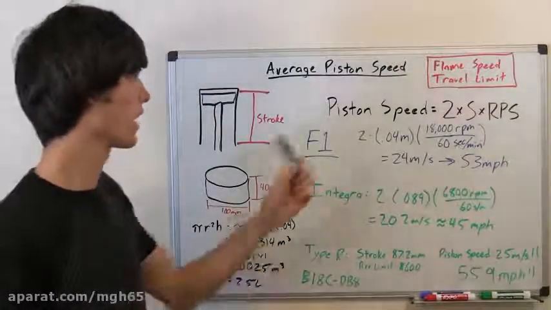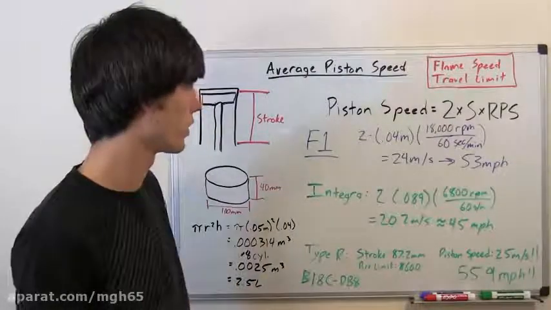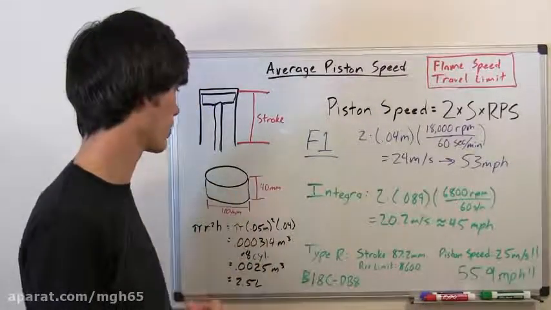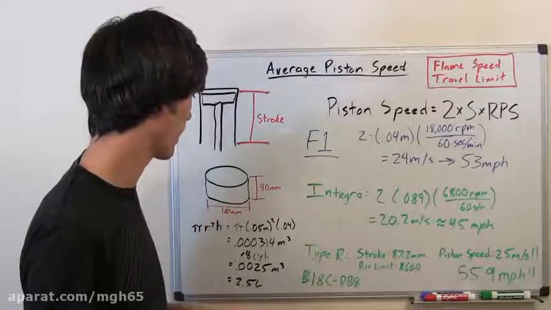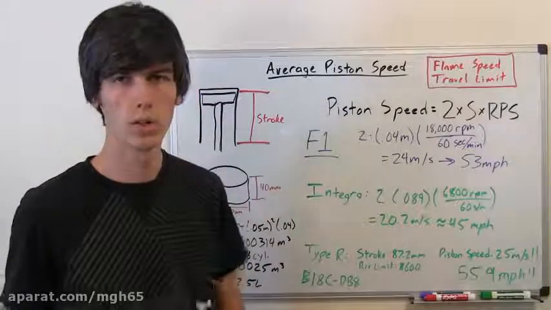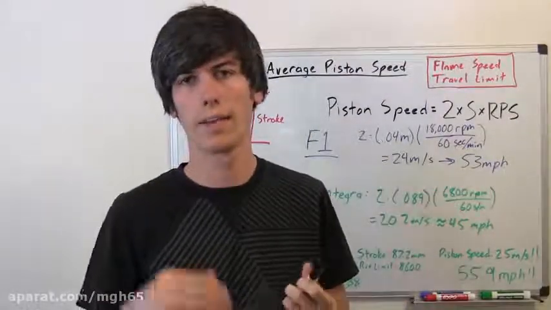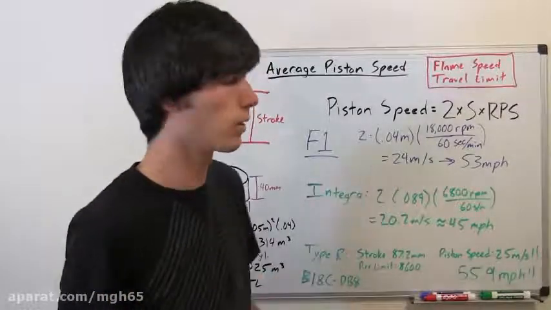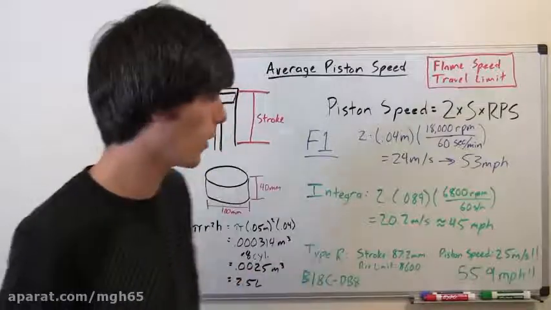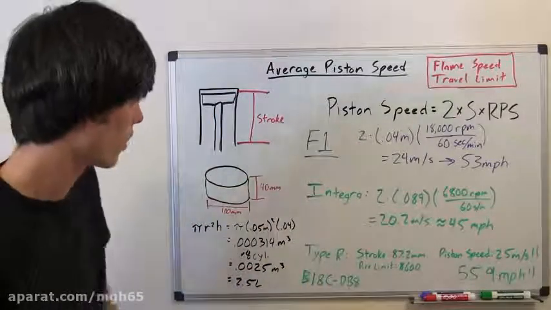Today I'll be explaining average piston speed. Now in my last video I was talking about Formula 1 engines and how the bore-to-stroke ratio was pretty high, and the reason for doing that was because you want to have a large bore and a small stroke so that you can keep your piston speed down because of flame propagation, the speed at which combustion can occur. So I'm going to explain calculating piston speed and how that works.